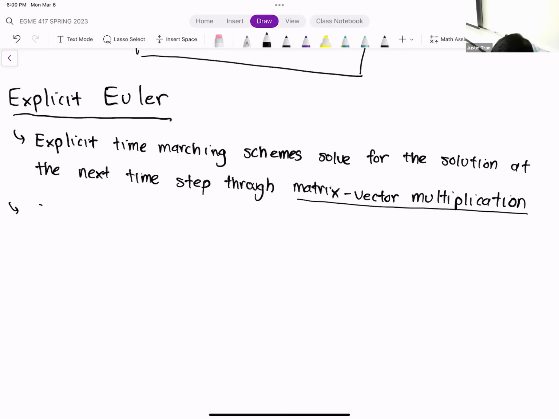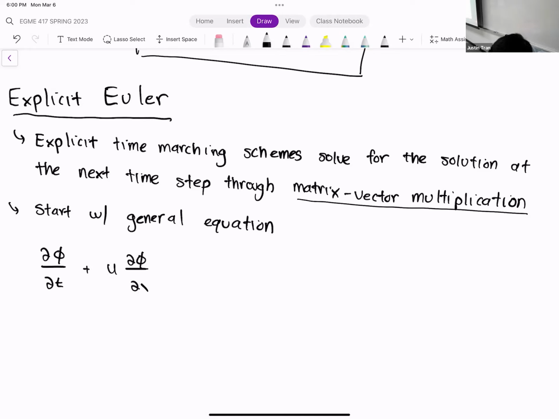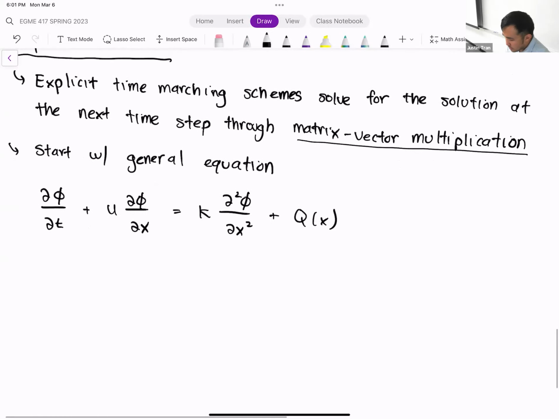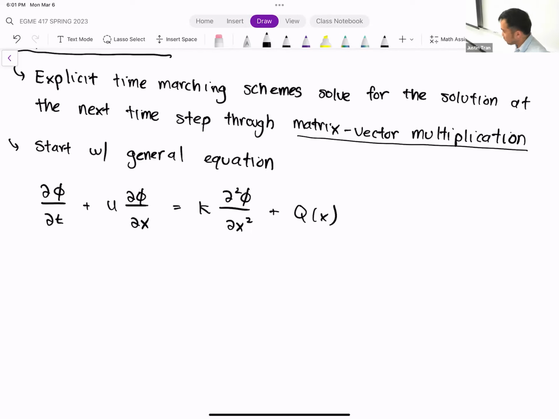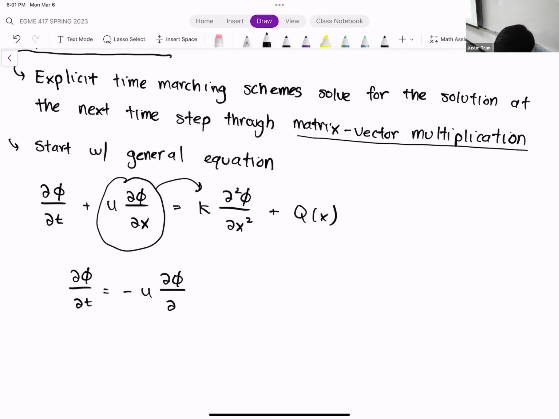All right, let's see how this is performed. Let's start with our general equation. We have partial phi partial t plus u partial phi partial x is equal to k partial squared phi partial x squared plus q of x. That's the equation we started with at the top today. I'm going to do one step here to make things a little easier. All of the spatial terms, I'm going to move to the right-hand side of the equal sign. So I'm going to take this convection derivative and move it over there. We have partial phi partial t is equal to negative u partial phi partial x plus k partial squared phi partial x squared plus q of x.